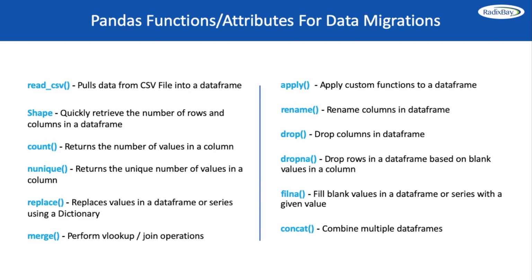Here are some of the functions and attributes I use the most during the data migrations. I won't cover all of these, but you can see that there are functions to load the data into a data frame from a CSV. You have functions and attributes that you can use to run data analysis. You have functions that are similar to a VLOOKUP in Excel or a join in SQL. And then you have other functions that can be used for data transformations like dropping columns, filling blank values, and even applying your own custom Python functions to the data frame.